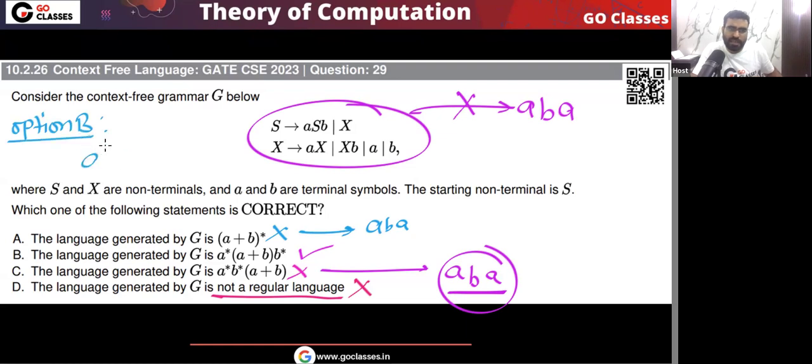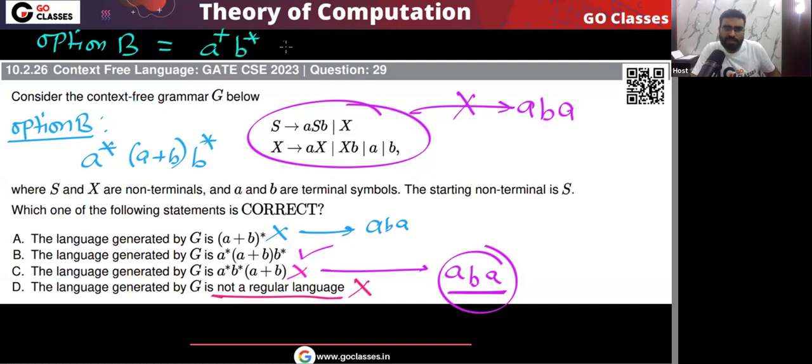Option B is saying basically that A star, either A or B should be there, then B star. If you open option B, what will you get? You will get A star. If you open it, for example, this will become A plus B star, or A star B plus. So your answer will be option B.